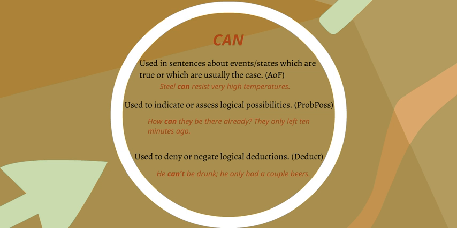So a couple of beers is the information I have in front of me. I'm negating that somebody says he is drunk because he only had a couple of beers. So I can't say he mustn't be drunk. I have to say he can't be drunk. He can't be drunk is the negative form of must. And that's very important.